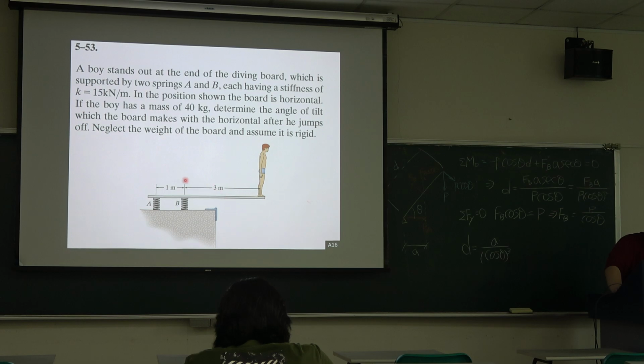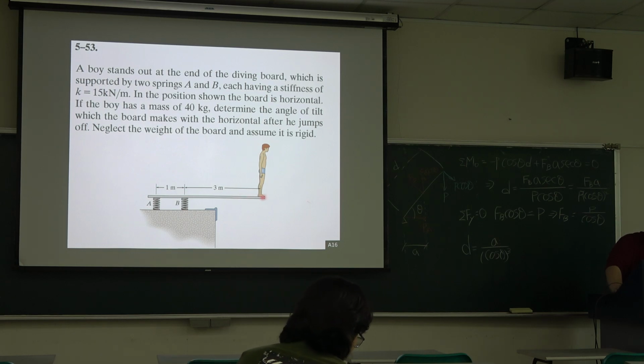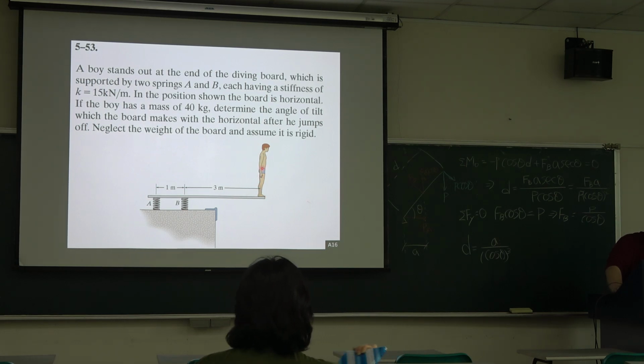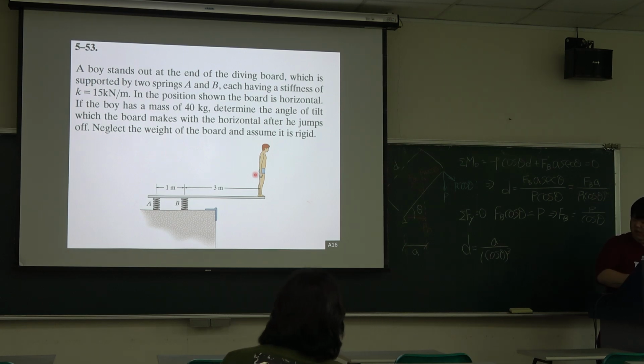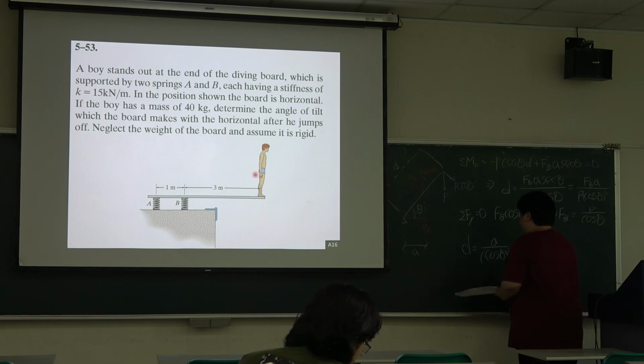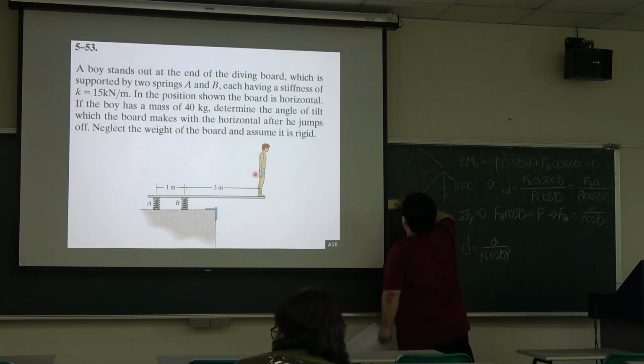Okay, so we can neglect the weight of the board and assume it is rigid. Now when the boy stands here, the board is horizontal. So when the boy jumps, the board will tilt, maybe from this to this, and from this to this. This is difficult to concentrate on, so we can draw a free body diagram first.